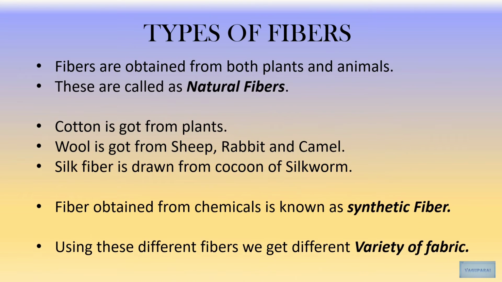There are two types of fiber. One is called a natural fiber. The other one is called a synthetic fiber. Natural fibers are obtained from both plants and animals. Cotton is got from plants. Wool is got from sheep, rabbit and camel. Silk is drawn from the cocoon of the silkworm. Fiber obtained from chemicals is called synthetic fiber. We can use these fibers to make a variety of fabric.